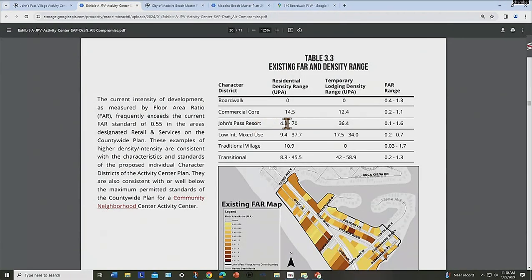Yeah, I think the highest, let me just go to that slide again. Yeah, I think the highest down there was in Johns Pass Resort was about a 70. But you're saying it could go to 75 to 100, but to get where we need to be, it needs to be 70 for a rebuild. Is that what I'm hearing?